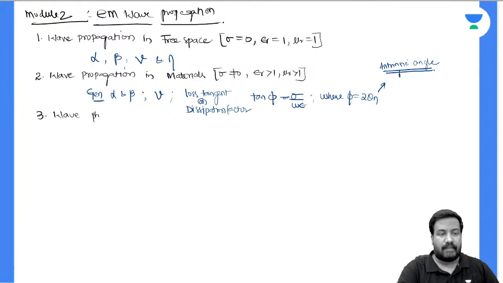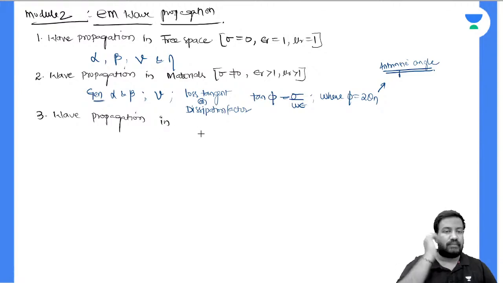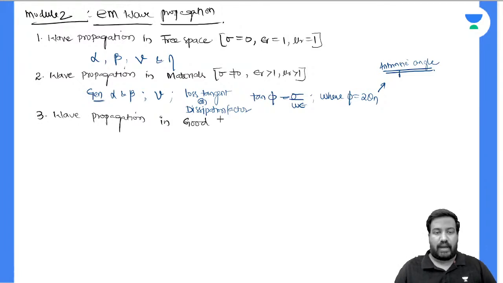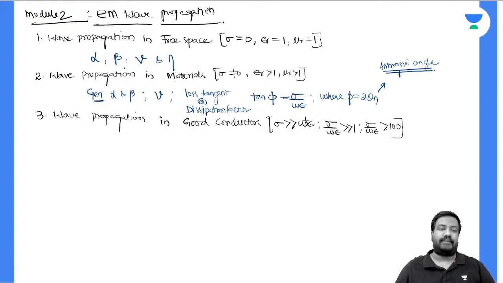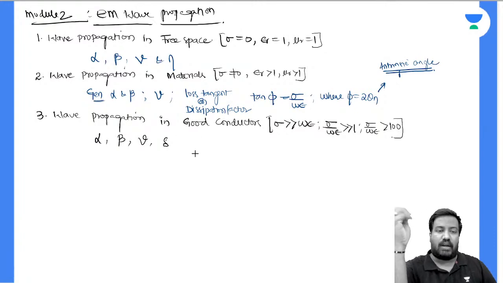Third one is wave propagation in good conductors. For good conductors, sigma is far greater than omega epsilon. Sigma by omega epsilon is far greater than 1, greater than 100. Here we got the values of alpha, beta, velocity, and penetration depth delta, and we differentiated penetration depth and skin depth. At lower frequencies it is called penetration depth, at high frequencies it is called skin depth.